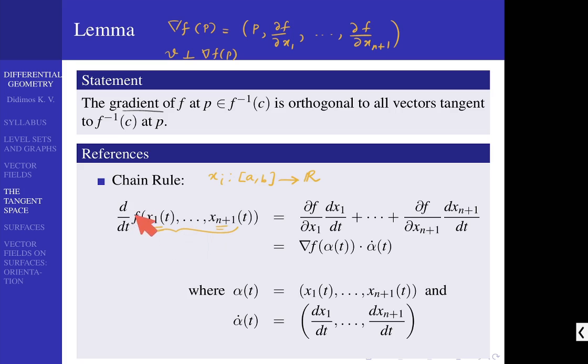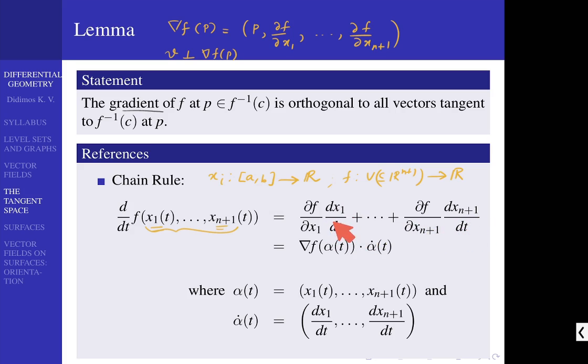So d by dt of f of this is defined as follows, and obviously this f is a function from U, which is a subset of R^(n+1), to R. This is the behavior of f. So the derivative of the composition is dou f by dou x1 times dx1 by dt. Since x1 is a real valued function defined on a closed interval [a, b], we can write the derivative of x1 as dx1 by dt. So plus, etc., dou f by dou x(n+1) times dx(n+1) by dt.